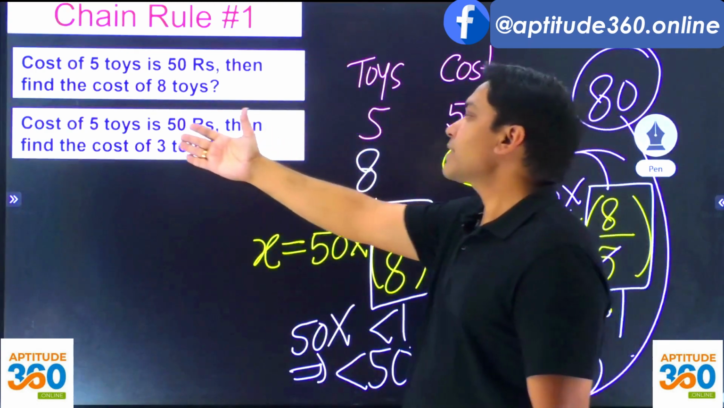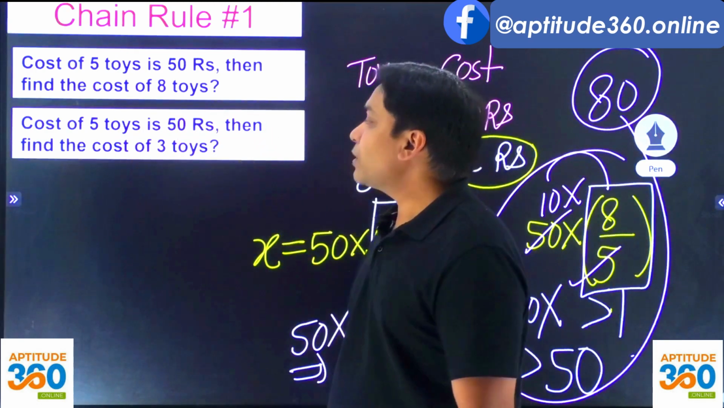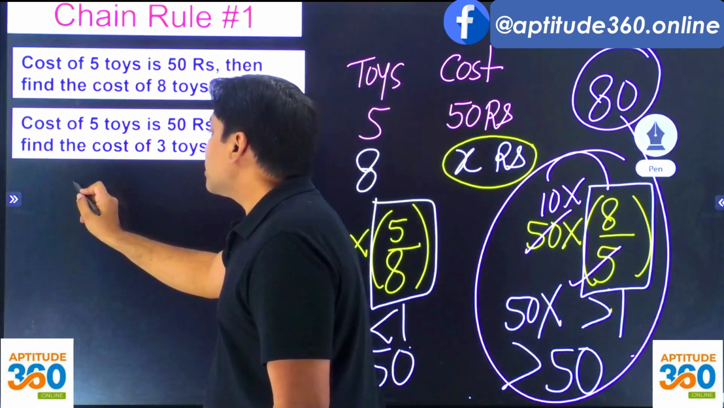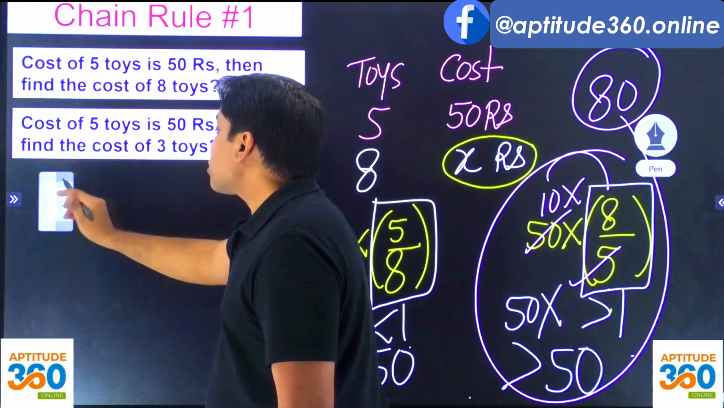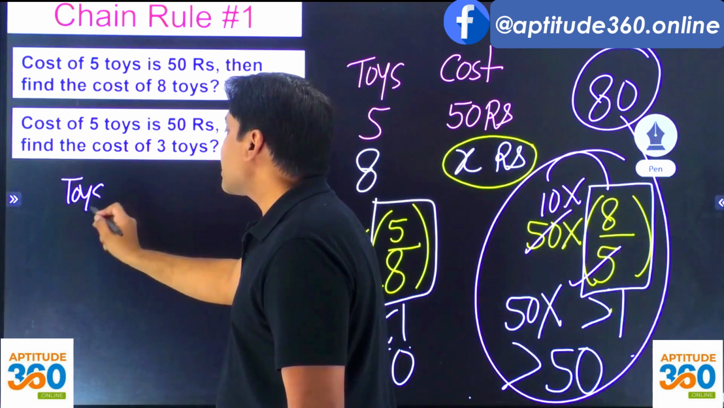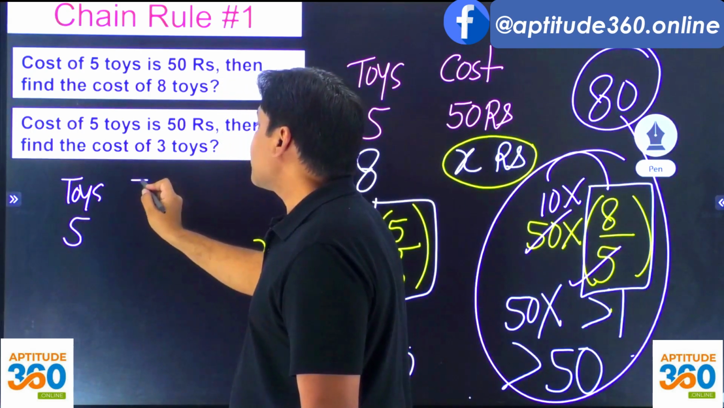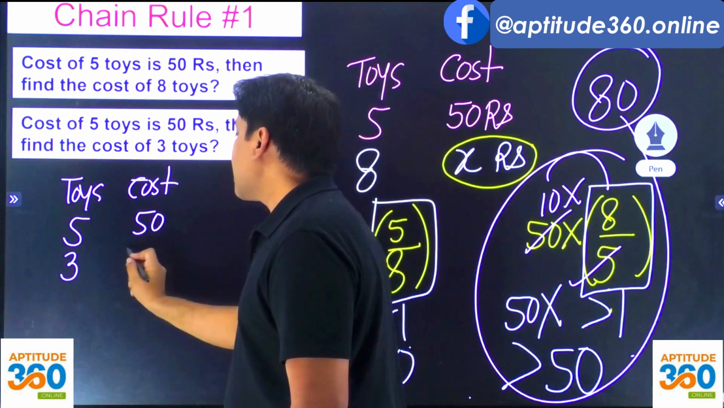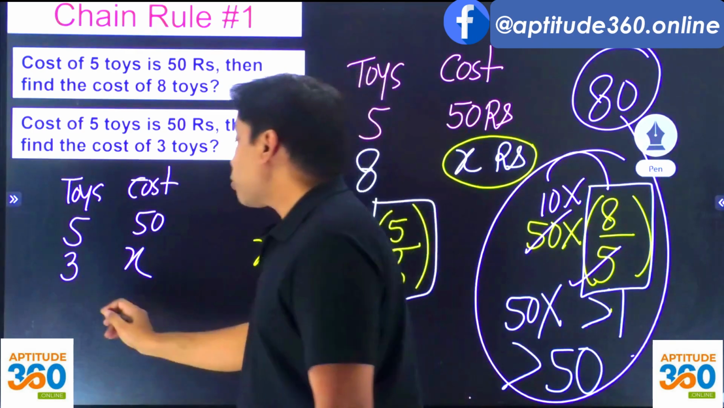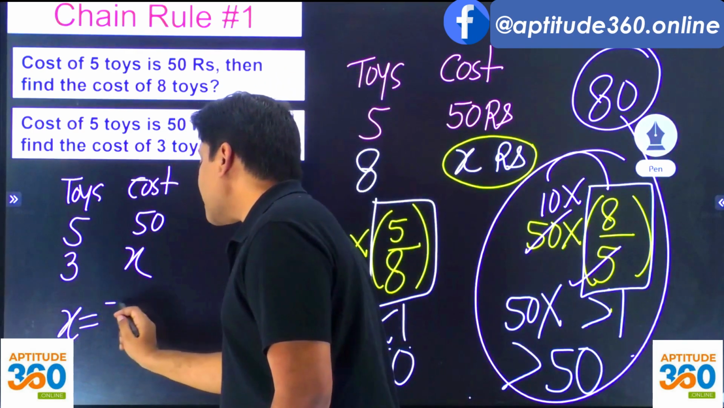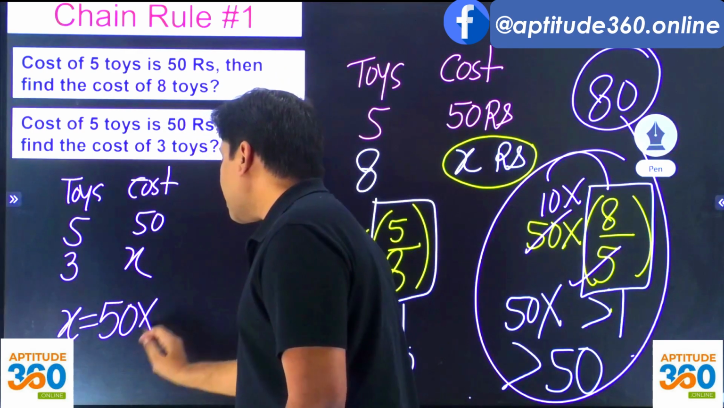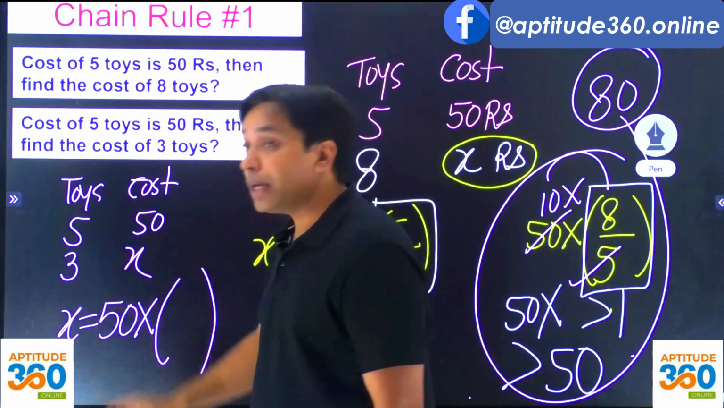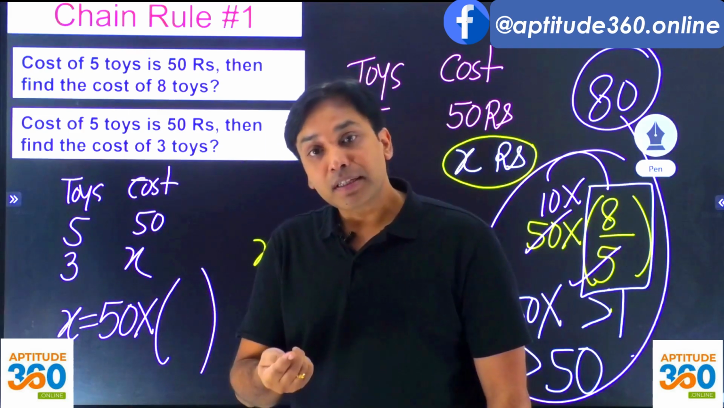Now there was another problem out here. It says that cost of 5 toys is 50 rupees. Then what is going to be cost of 3 toys? If cost of 5 toys is 50 rupees, then what is going to be cost of 3 toys? So I would say that this is X. So what is going to be the value of X? Value of X is going to be 50 into a fraction. Now this fraction can either be 5 by 3 or this can be 3 by 5, right?